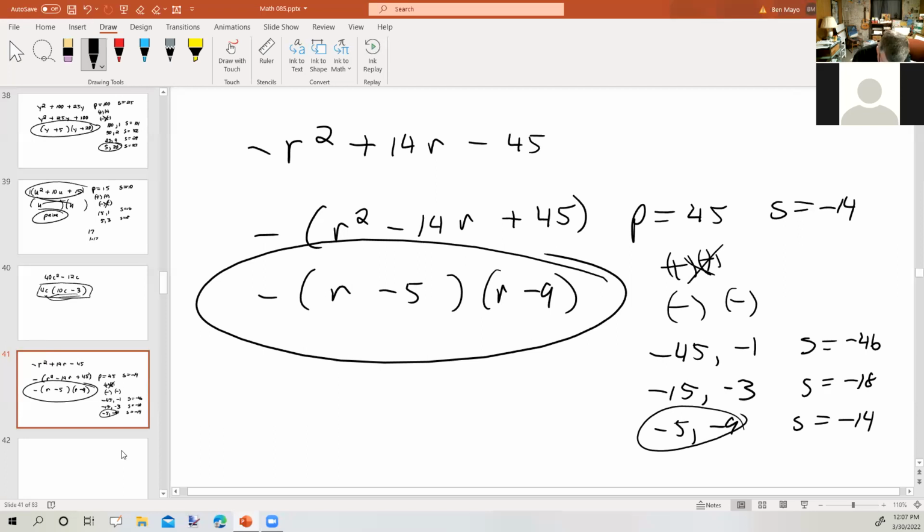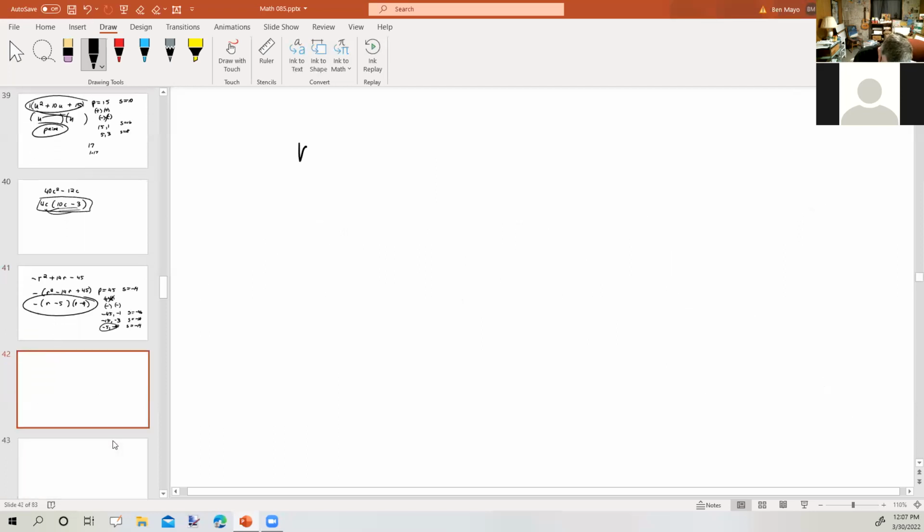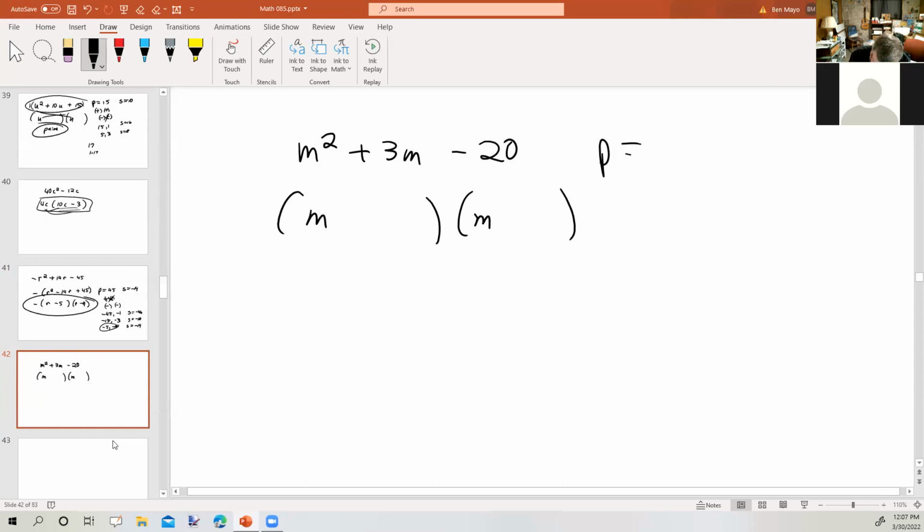Let's see. Let's take a look at this one. m squared plus 3m minus 20. Okay, here is a trinomial. It's in standard form. It has a leading coefficient of 1. So we're going to get that. The product is negative 20 and the sum is 3.